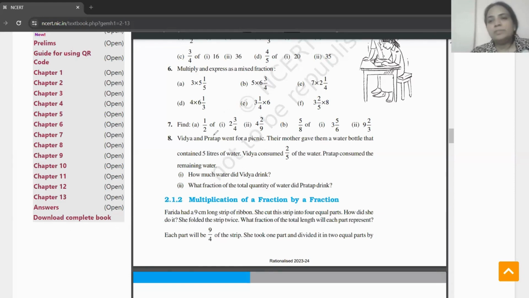Clear with this part or not, bache log? Yes, ma'am. Ma'am, very easy till now. Simple, no?